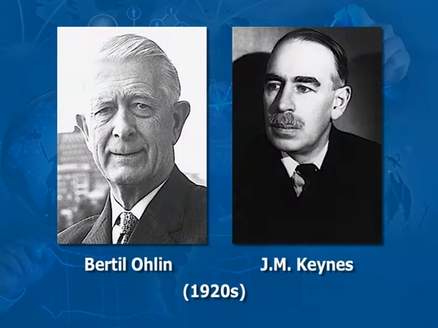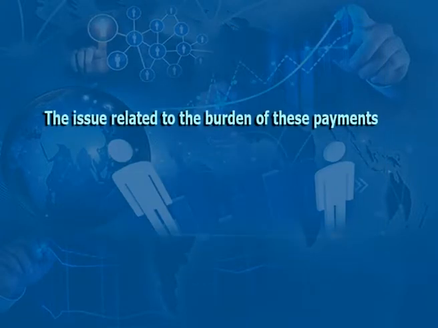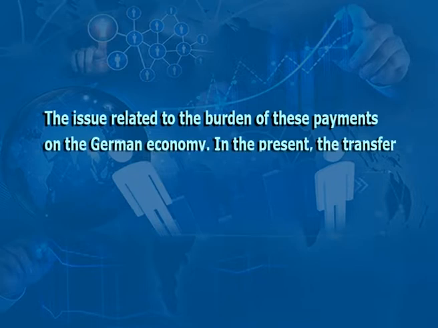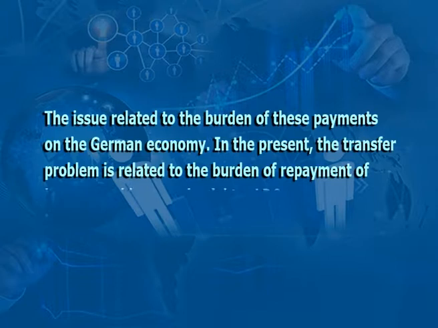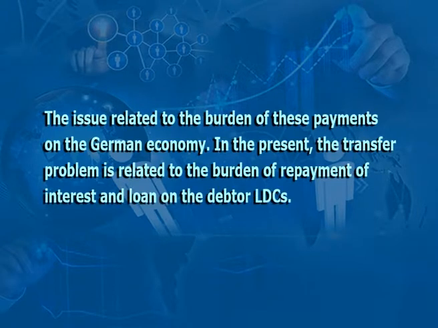The transfer problem was a subject of controversy in the 1920s between two famous economists, Bertil Ohlin and John Maynard Keynes, over the reparation payments demanded of Germany by the Allies after World War I. The issue related to the burden of these payments on the German economy. In the present, the transfer problem is related to the burden of repayment of interest and loans on the debtor least developed countries. We discuss this issue in the light of the views of Ohlin and Keynes.